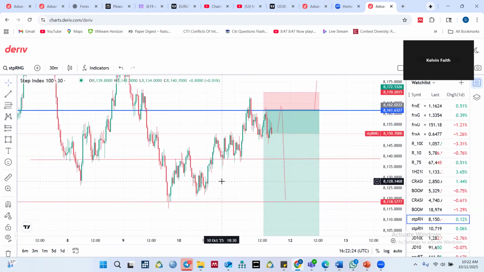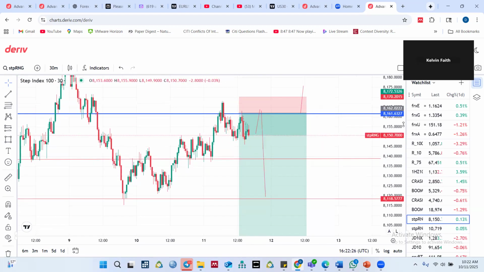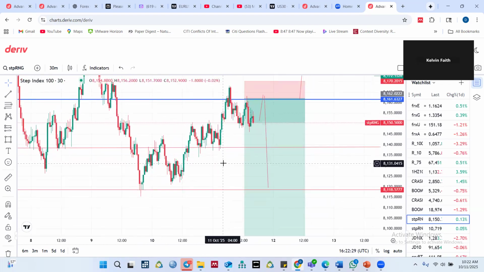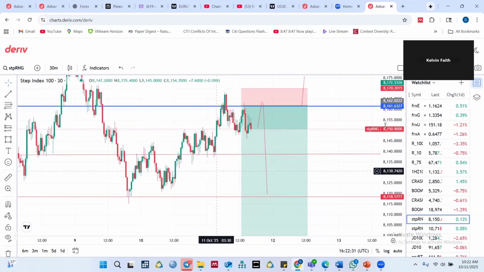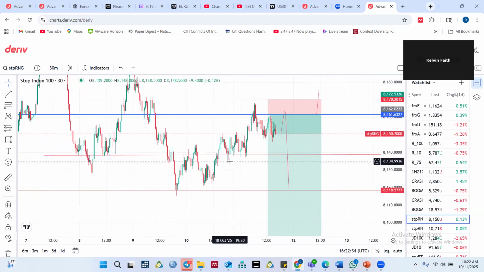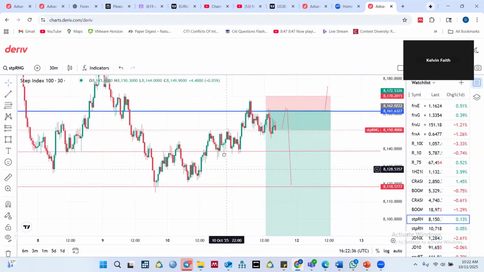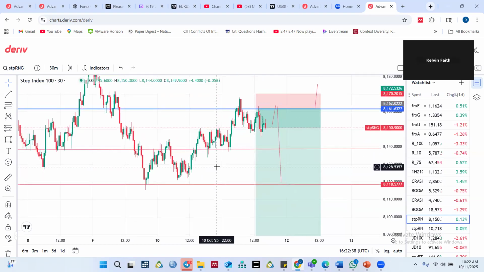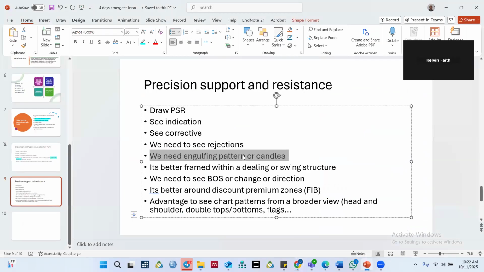So this is how we catch it. I'll give an update on this setup, but this is how we do it. So in this tutorial or discussion, I've used the concept of precision support resistance alongside price action itself, combining it with premium discount zones to frame the setup.